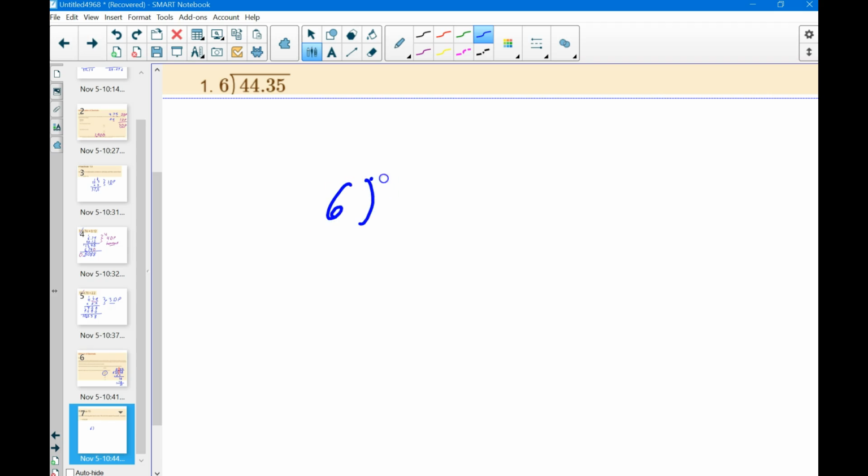6 goes into 44.35. Now you see my decimals right here? Before I even do anything at all, so I don't get confused and don't get messed up, I take my decimal and I put it right up here, right above the other one, on top of that line. And then once you do that, the decimal takes care of itself.